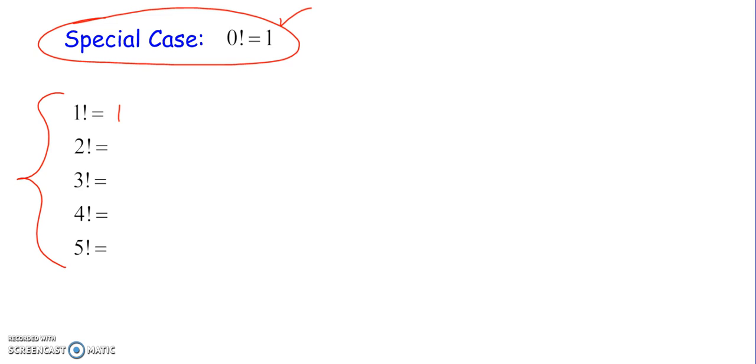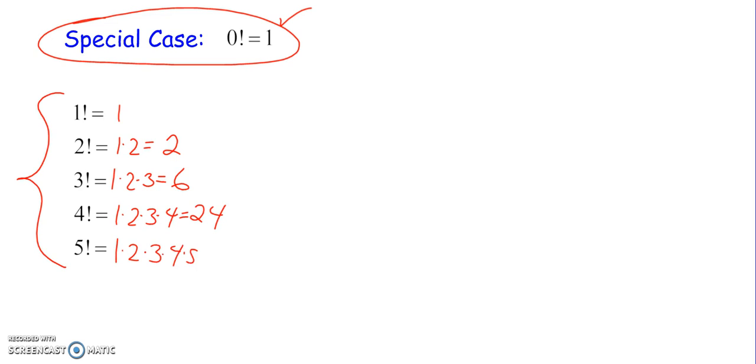So 1 factorial is just 1. Here it would be 1 times 2, which is 2. 1 times 2 times 3, which is 6. 1 times 2 times 3 times 4, which is 24. And 1 times 2 times 3 times 4 times 5, which is 120.